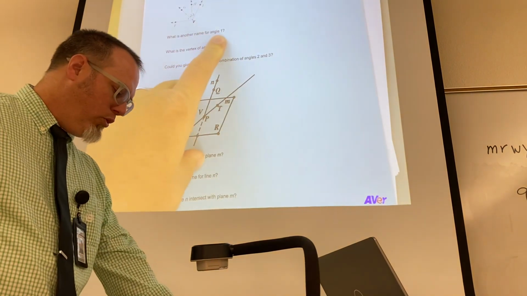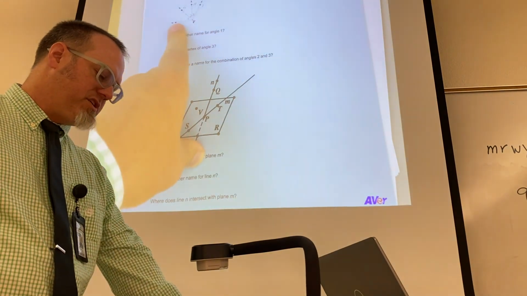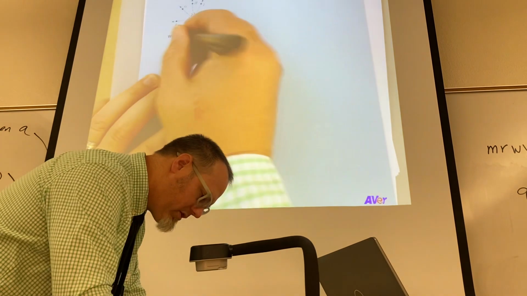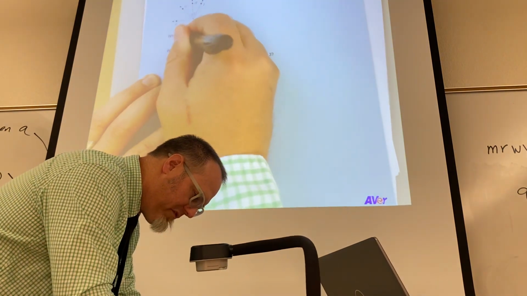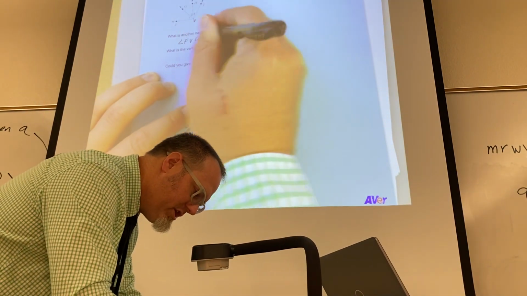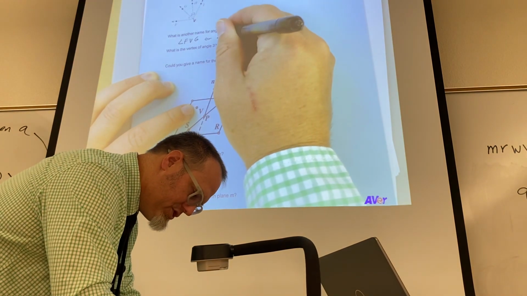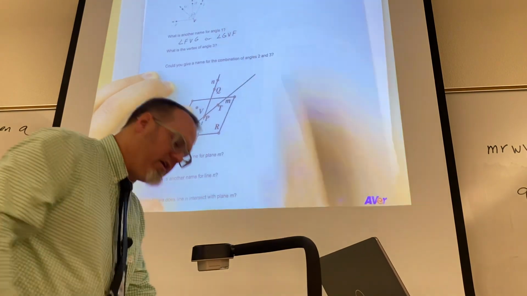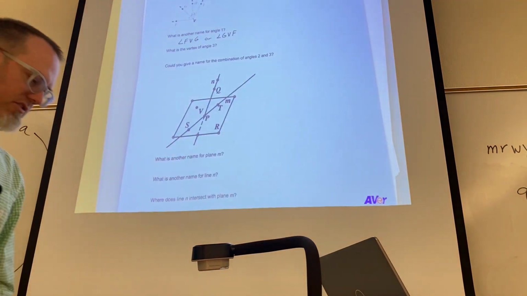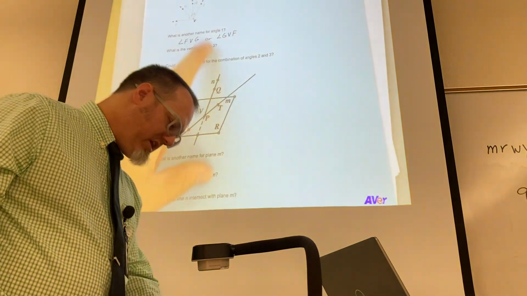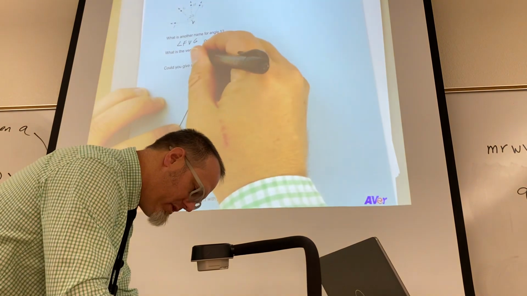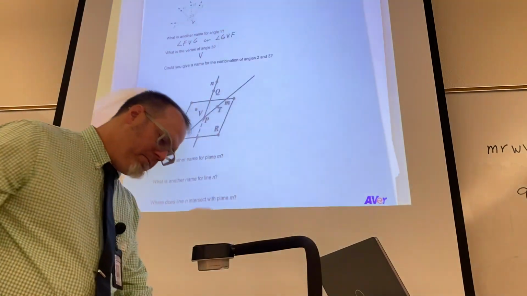Another name for angle 1. Since it shares a vertex with a couple other angles, we could call this one angle FVG, or you could say angle GVF. That'd be fine as long as you remember that V is the vertex. What is the vertex of angle 3? It's the same one. It should be point V.